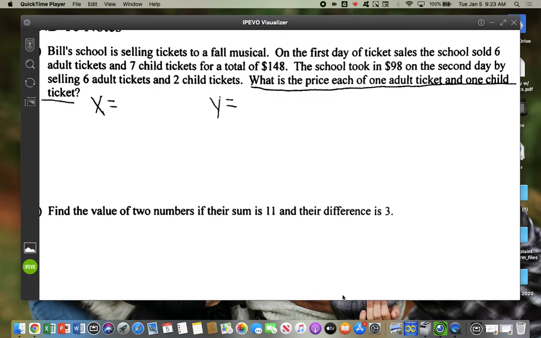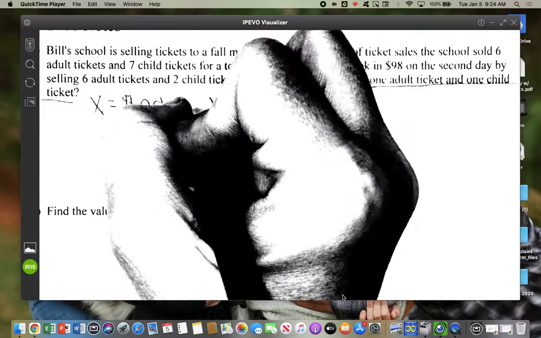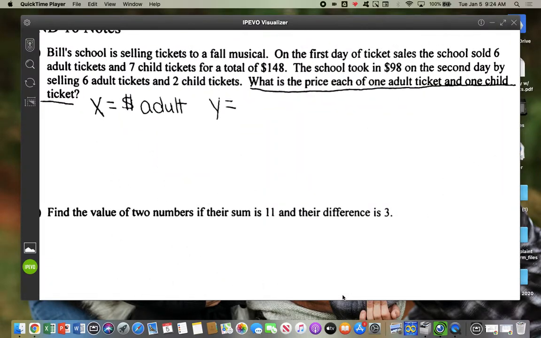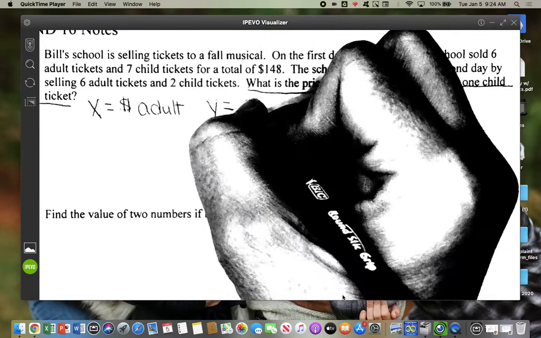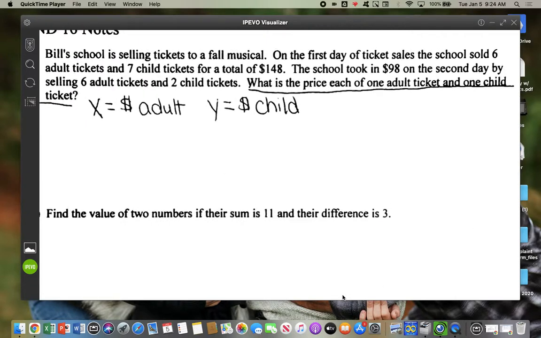Do you guys have a preference on which one is the adult ticket and which one's the child ticket price? All right, so I'm just going to write them as I see them. The adult ticket is what I see first. So X is going to be the cost of an adult. And then Y is going to be the cost of a child. And do you see how I put that dollar sign there? So I know that it's going to be the cost and not how many tickets.